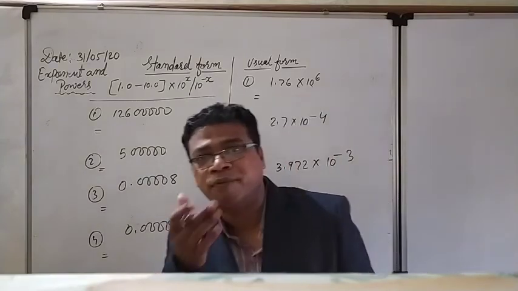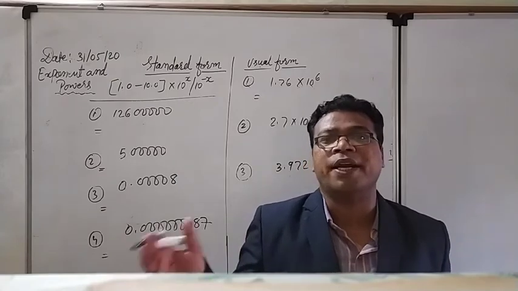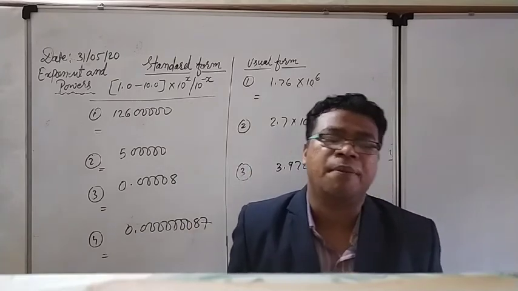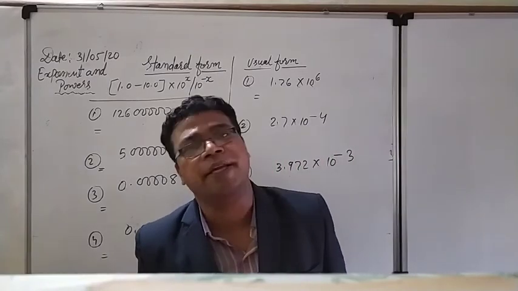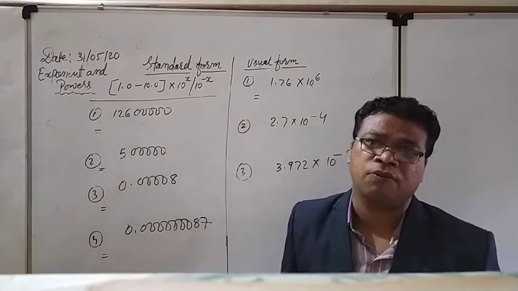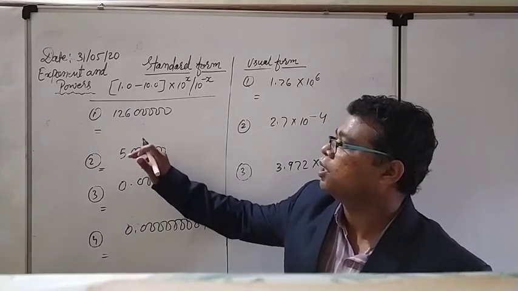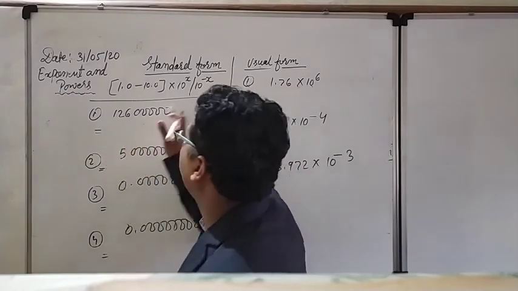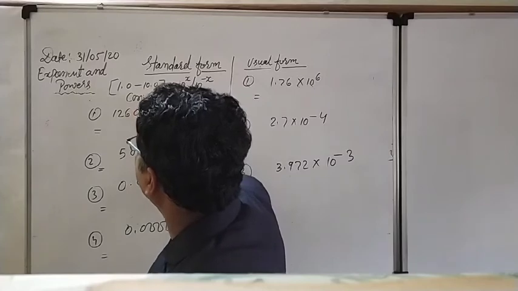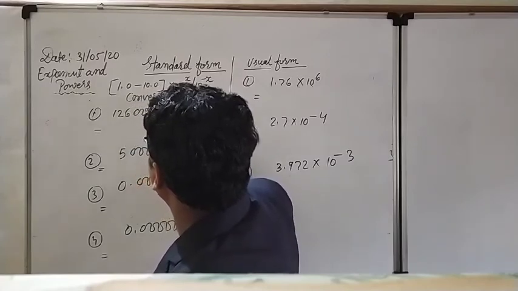So what is the standard form? Nothing. Any number which comes in between 1.0 and 10.0, multiplied by a power of 10, and that power of 10 may be either positive or negative. So that is all about the standard form. And right now see the question, very easy. The question is: find the standard form, convert into standard form. I will write down here, convert into standard form.